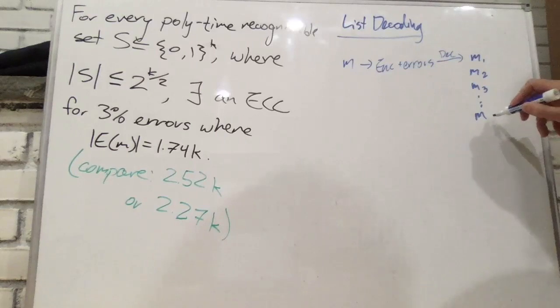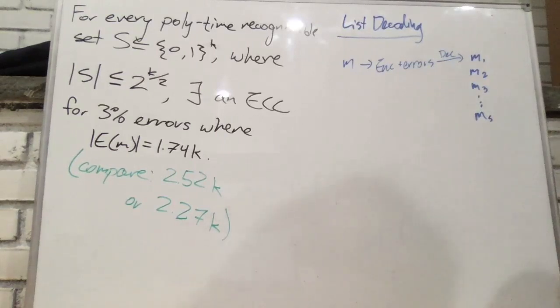Let's call it MS. Cool. So I get some list with the guarantee that at least one of these messages is M. So M is somewhere in the list. So that's the idea. And why do we like list decoding?